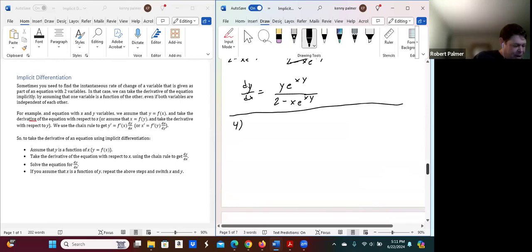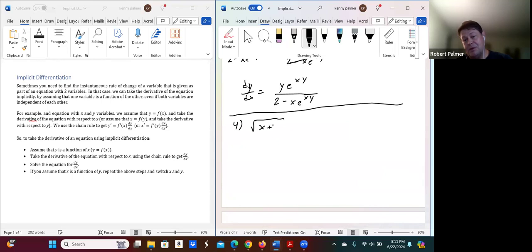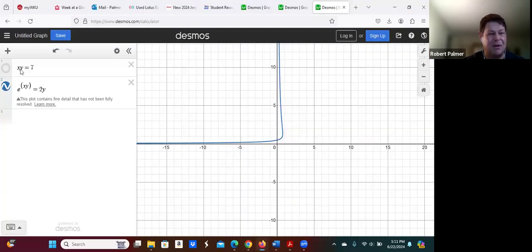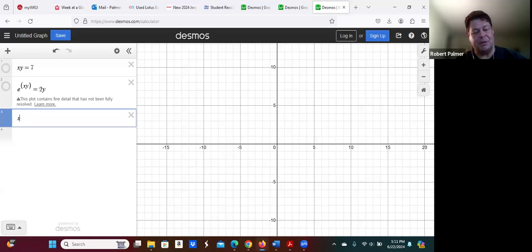This time, let's say we have this expression. So this is the equation, the square root of x plus y squared is equal to the sine of y. Okay, so once again, like I did before, let's go back to Desmos and just graph this, kind of get an idea what it looks like. I do a square root, just type SQRT, x plus y squared is equal to the sine of y.